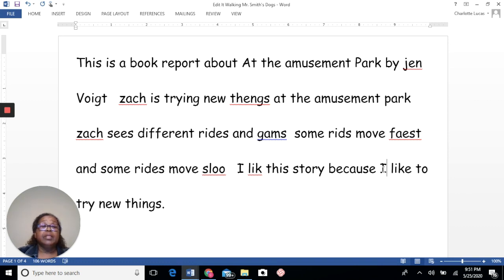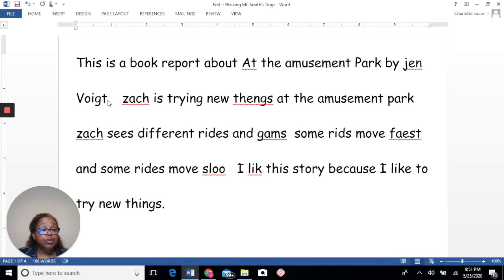This is a book report about At the Amusement Park by Jen Voigt. Now, I did a natural stop, didn't I? So I'm going to go ahead and put a period right there. That was not a question, it was a statement. I'll put a period right there, and we'll see how it goes, and if it needs to change, we'll change it. Zach is trying new things at the amusement park. There's another natural pause. I'm going to put a period there. Whenever you feel like it's a natural pause, put a period.